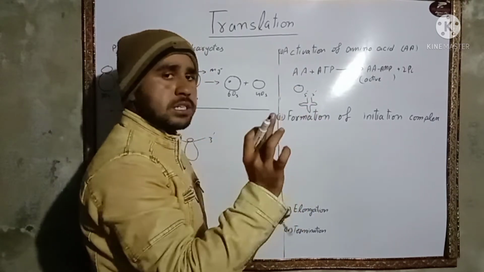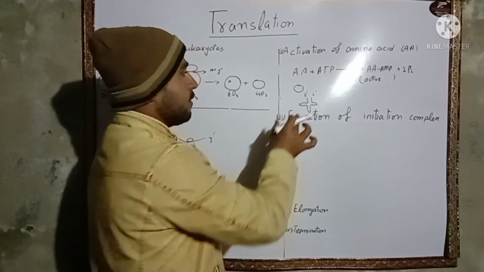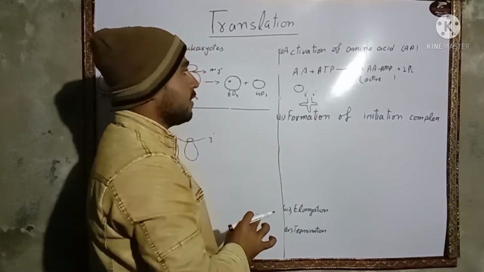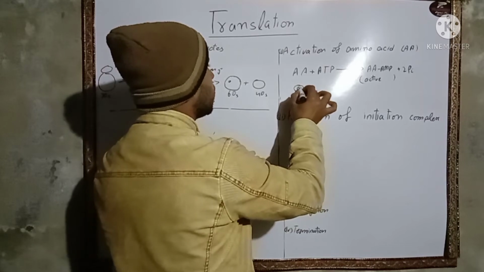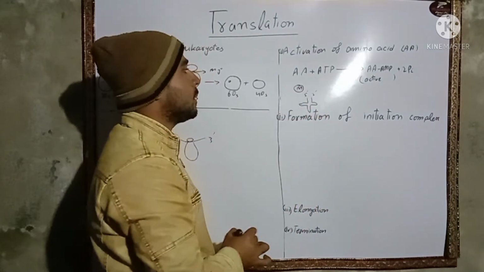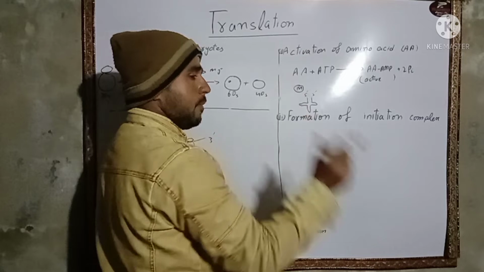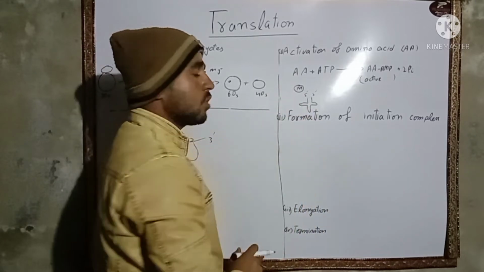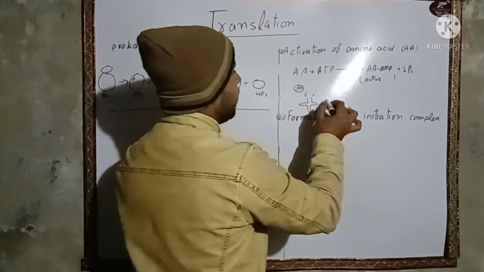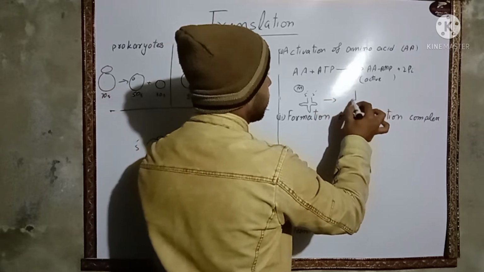The first amino acid that attaches to the transfer RNA will always be methionine. M represents methionine. Methionine is the first amino acid attached to the transfer RNA, and it will look like this.